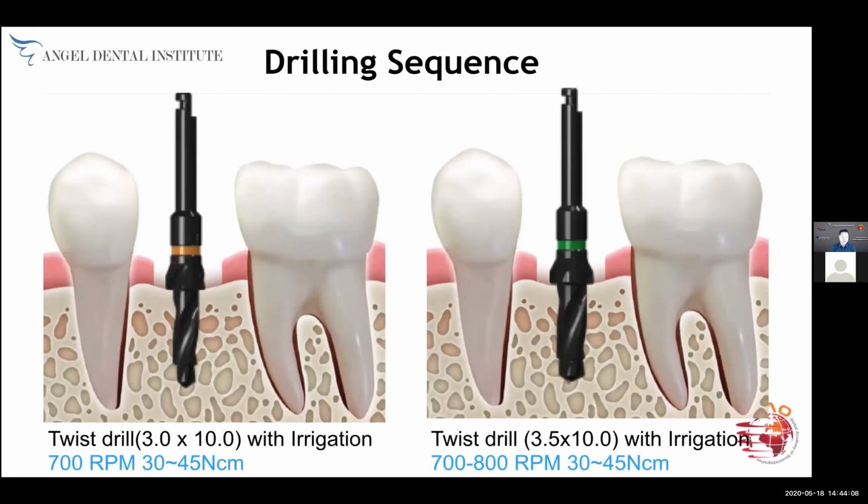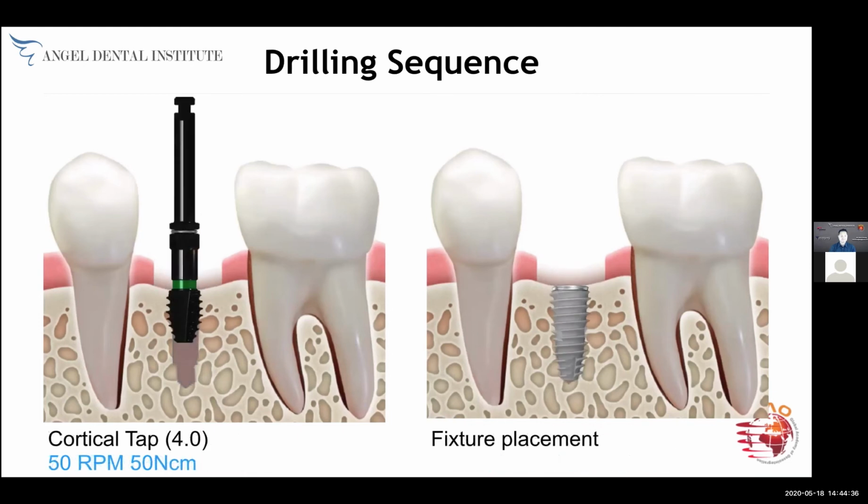After that, you progress to the twist drill, 3.0 by 10 millimeter with irrigation, and I reduce the speed to 700 RPM, okay? Same torque, 30 to 45 newtons per centimeter. And then after that, I go to the next one, which is a final twist drill, 3.5 by 10 millimeter with irrigation at 700 to 800 RPM with 30 to 35 newtons per centimeter again. And then, because we're dealing with the mandibular cortical bone, I do a cortical tap. I use a 4.0 diameter cortical tap, and I do this at a slow speed.